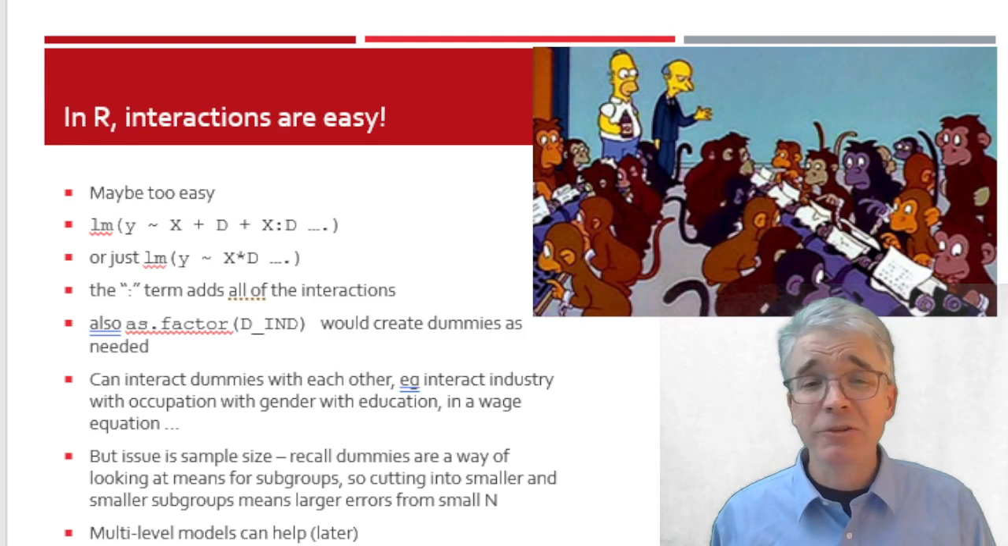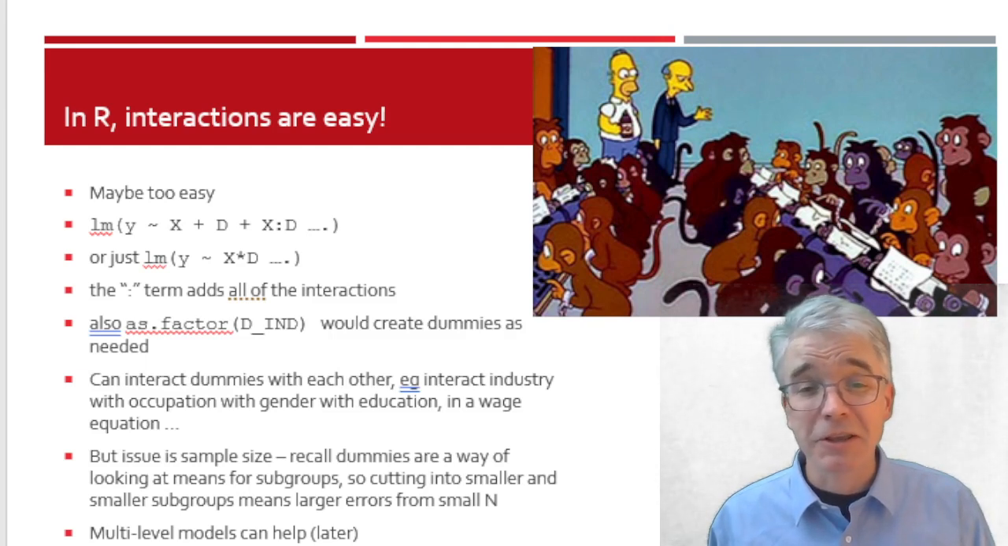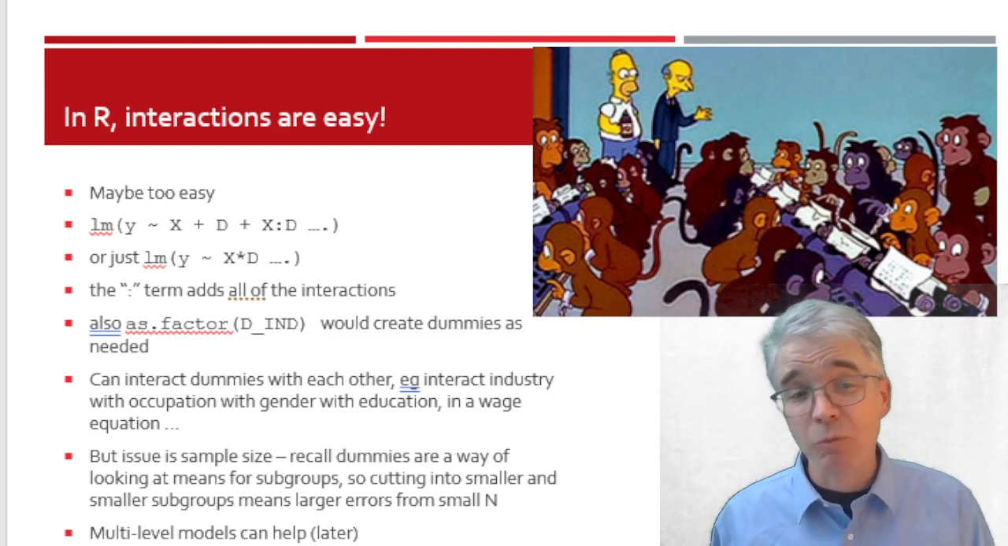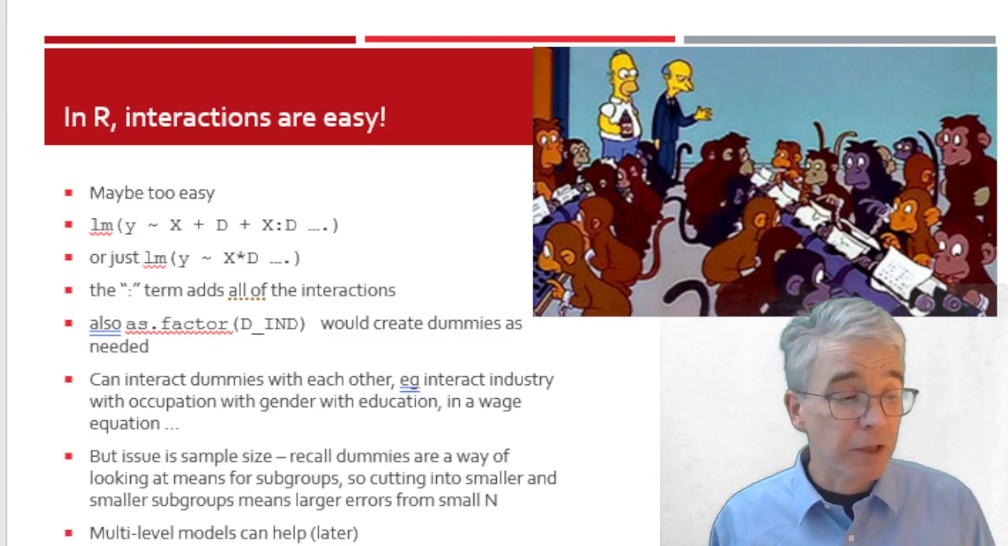We're cutting into smaller and smaller subgroups, which means larger error values. There may not be too many people in the farm industry in New York with an advanced degree. There's some, but not necessarily enough to get a precise estimate of what are their wage outcomes in general. And I'll close with a teaser that multi-level models, which we'll cover later, can really help.